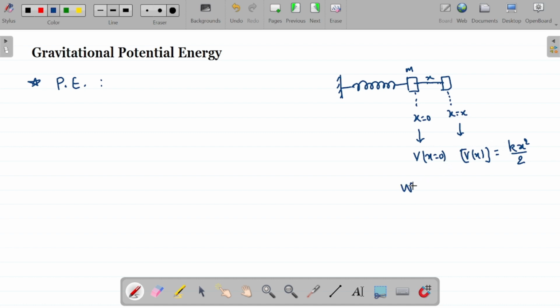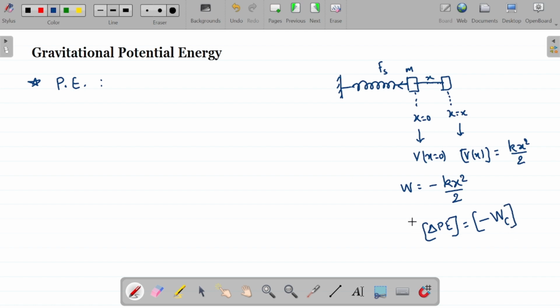And what about the work done by the spring force? We already know it is minus kx squared by 2, and we can see that the rise in potential energy is the negative of the work done by the spring force. There will be an increase in potential energy, and this increase will be equal to the negative of the work done by the conservative force. Here the conservative force is the spring force, which acts against the displacement.